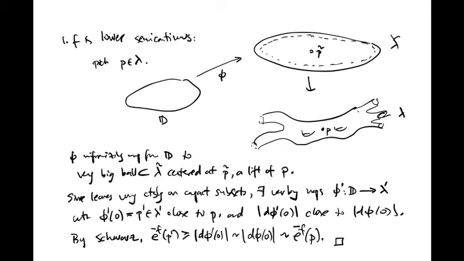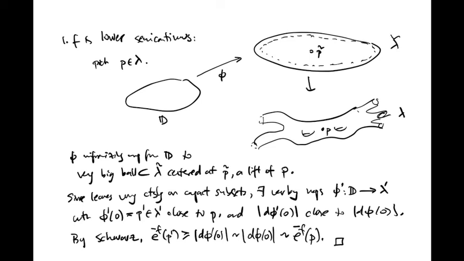On the other hand, the image of phi is contained in a compact subset of lambda twiddle, and since leaves of a lamination vary continuously on compact subsets, for every nearby point p prime contained in a leaf lambda prime, we can find a nearby map phi prime from the unit disk to lambda prime, taking 0 to p prime, and for which the norm of the derivative of phi prime at 0 is very close to the norm of the derivative of phi at 0.